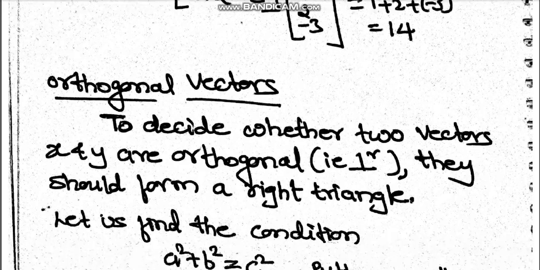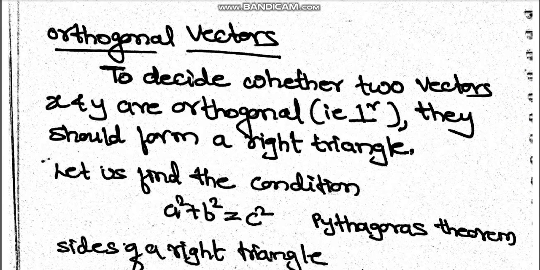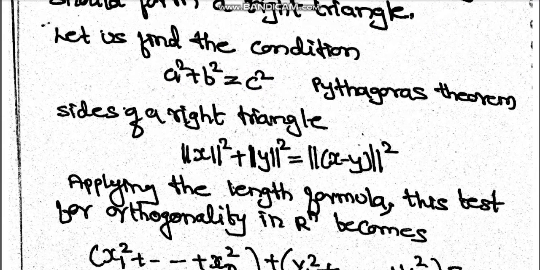So what are orthogonal vectors? Here you have to check whether they are orthogonal or not. In the geometrical sense, you can call them perpendicular, or say they form a right triangle. For a right triangle, the Pythagoras theorem you can use is a square plus b square equal to c square. This c is your hypotenuse, and a and b are the two sides. So here the same Pythagoras theorem can be applied.